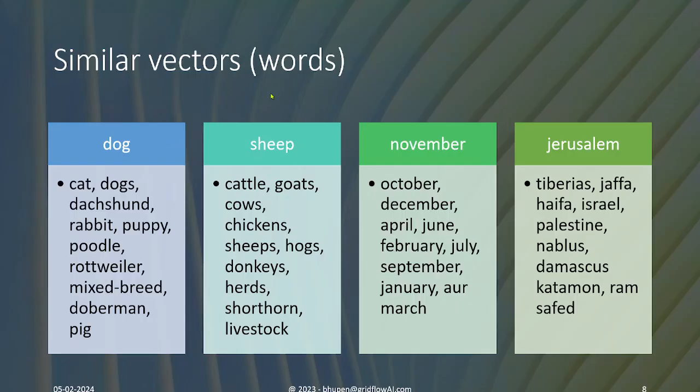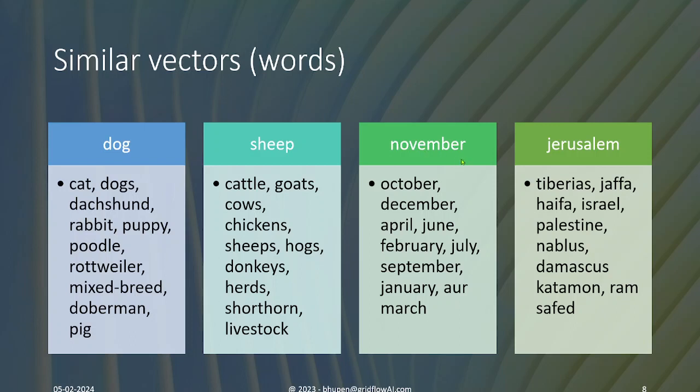Let's look at some more examples here. Let's say we are using the word dog, then similar words can be cat, dog, rabbit, puppy, poodle, Doberman and pig. They should be more or less like a family, and the vector representation for these words should be very similar to the vector representation of the word dog.